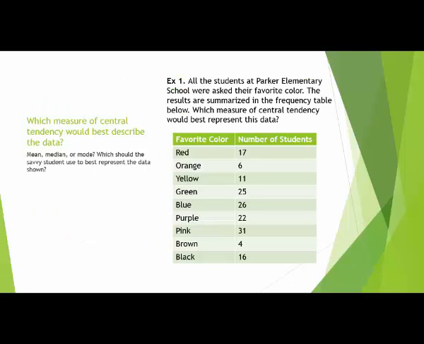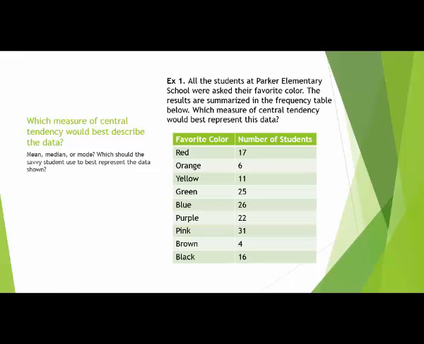Okay, first one. Example 1, we have this little word problem we've been given. It says all the students at Parker Elementary School were asked their favorite color. So the data that we're getting is a list of colors. The results are summarized in the frequency table below. Which measure of central tendency would best represent this data?